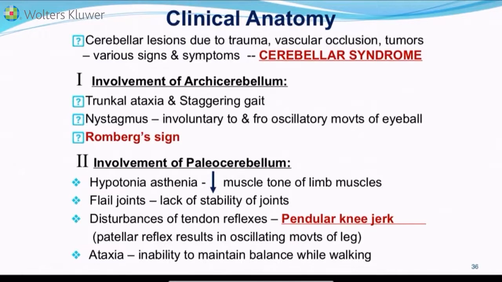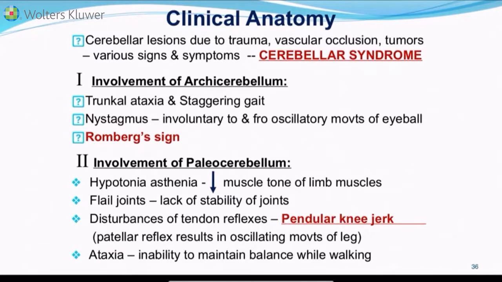Moving on to the most important and very interesting part of today's session, that is clinical anatomy. Cerebellar lesions can be due to trauma, vascular occlusion, or tumors, which will result in various signs and symptoms known as cerebellar syndrome. If there is involvement of the archicerebellum, what is the function of the archicerebellum that we studied? Equilibrium or balance.